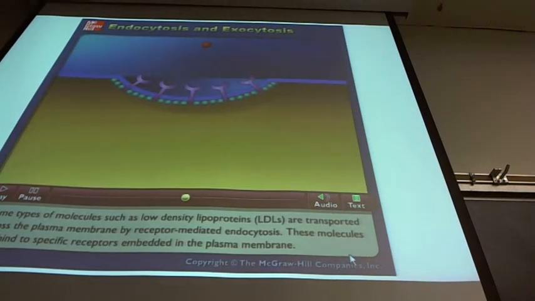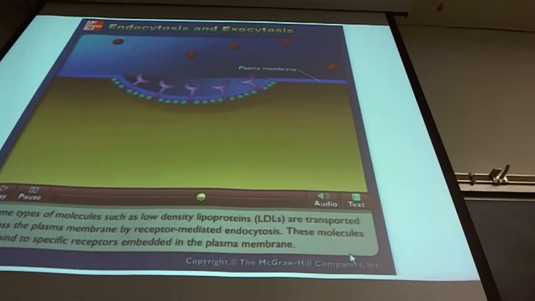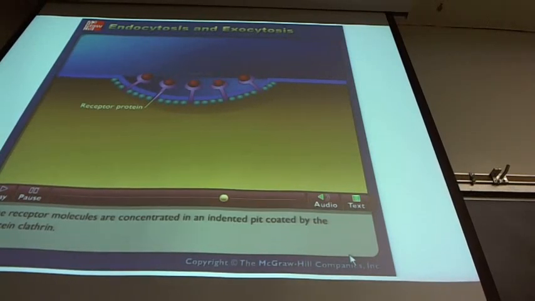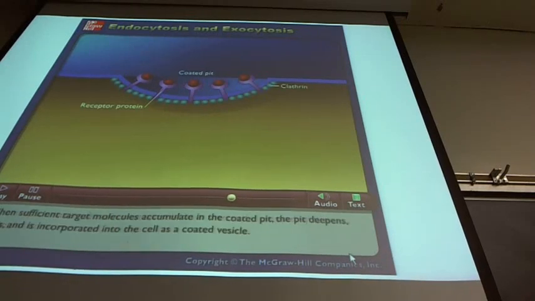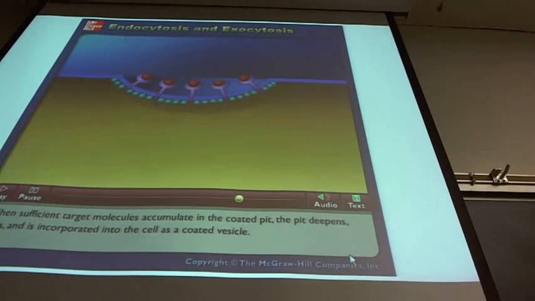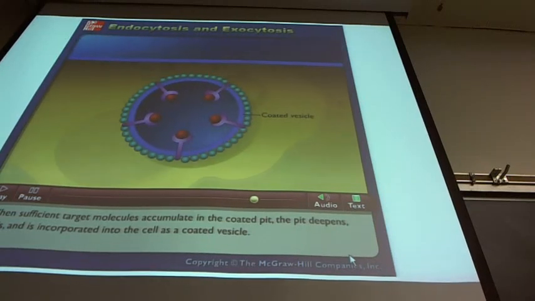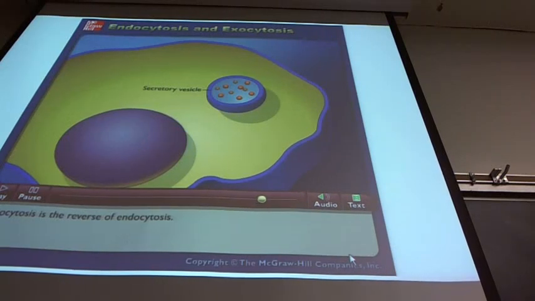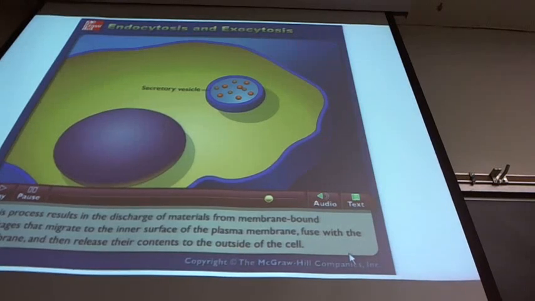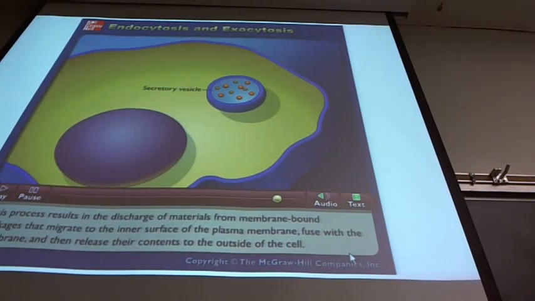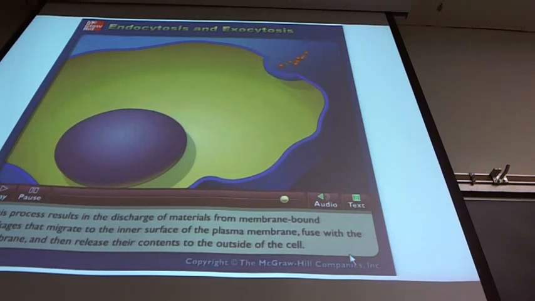Some types of molecules, such as low-density lipoproteins, LDLs, are transported across the plasma membrane by receptor-mediated endocytosis. These molecules first bind to specific receptors embedded in the plasma membrane. The receptor molecules are concentrated in an indented pit coated by the protein clathrin. When sufficient target molecules accumulate in the coated pit, the pit deepens, seals, and is incorporated into the cell as a coated vesicle. Exocytosis is the reverse of endocytosis. This process results in the discharge of materials from membrane-bound packages that migrate to the inner surface of the plasma membrane, fuse with the membrane, and then release their contents to the outside of the cell.